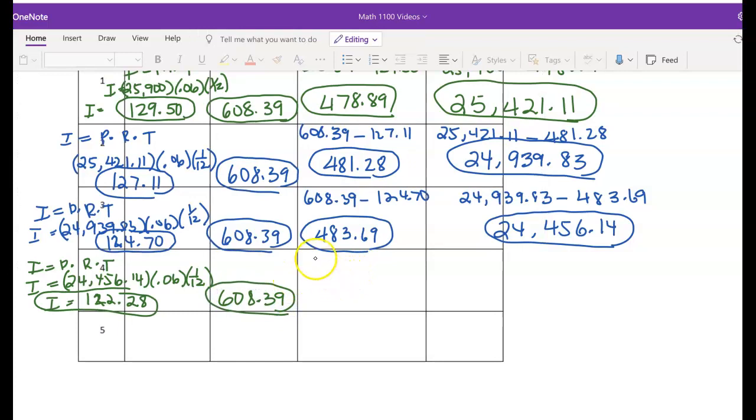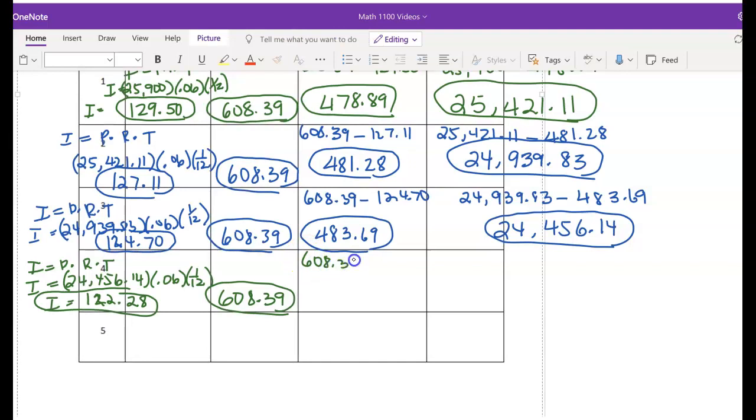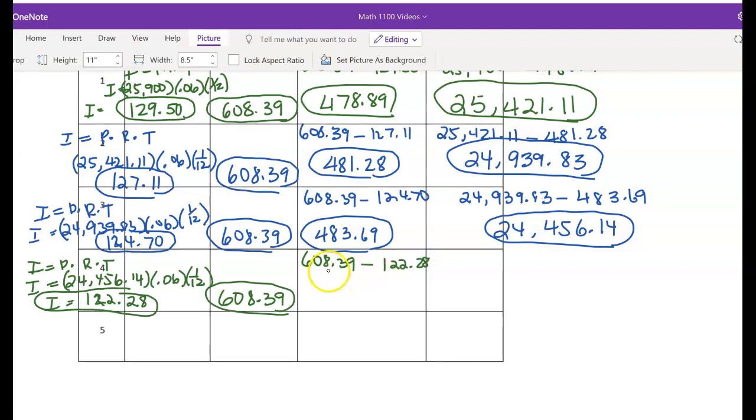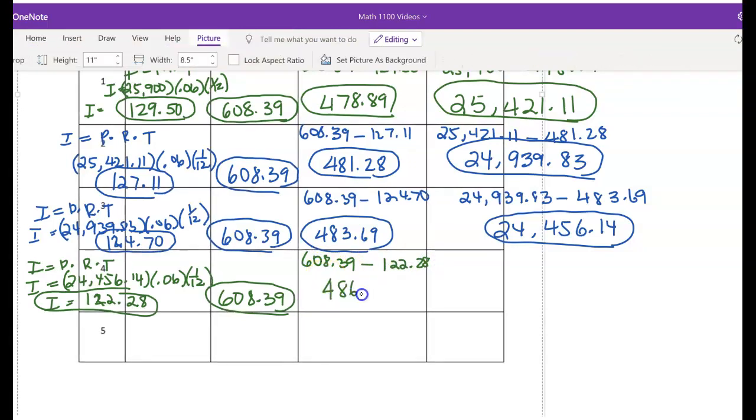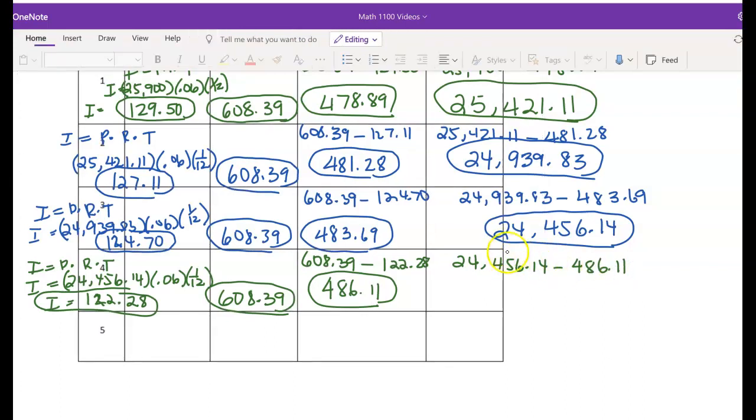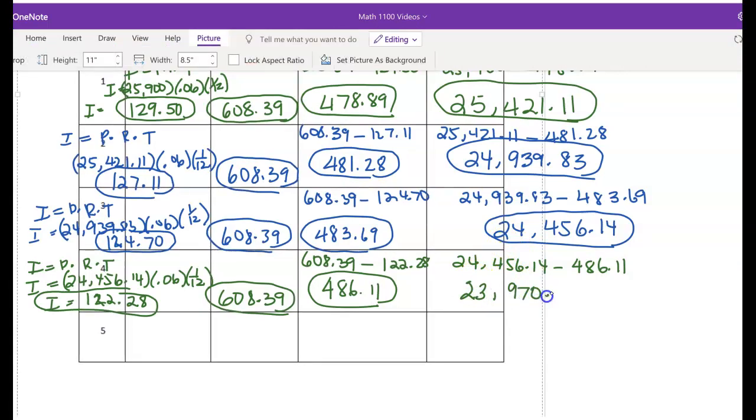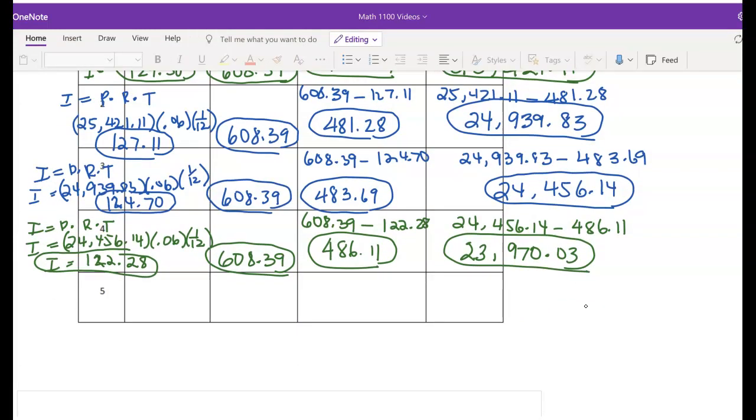And now we can apply how much goes towards reducing the balance of our loan. So we're going to take our $608.39, pay off our interest, and then what's left, the $486.11, is going to help reduce our balance. So take the old balance and subtract away the $486.11 that we can reduce our balance by, and we're down to $23,970.03. One more row to go.